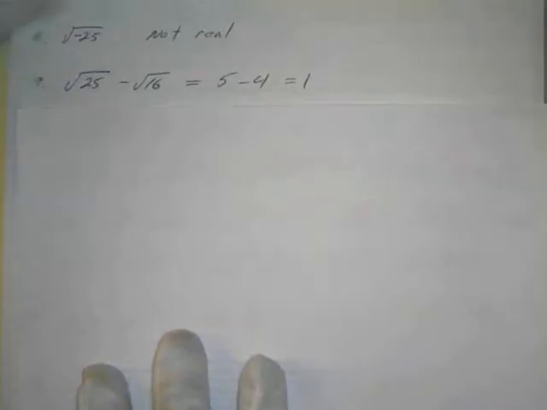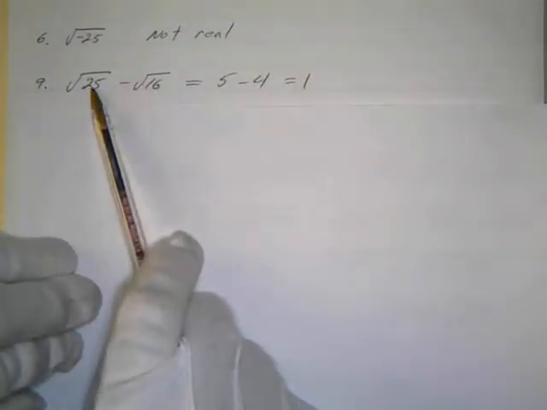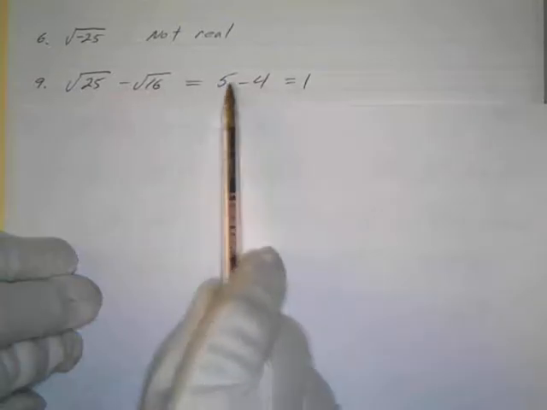Number 9, the square root of 25 minus the square root of 16. Well, we simplify both of these. The square root of 25 is 5, the square root of 16 is 4, 5 minus 4 is 1.